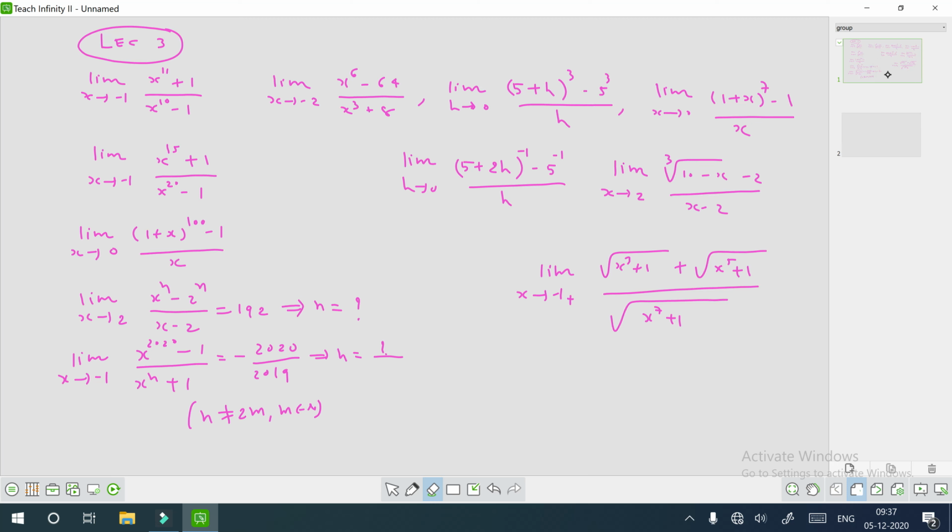Limit x tends to -1. Here odd power, here even power, x tends to -1. Now see here, limit x tends to -1, odd power +1, even power -1. So what do we have to look for in this limit? So keep this form in mind.